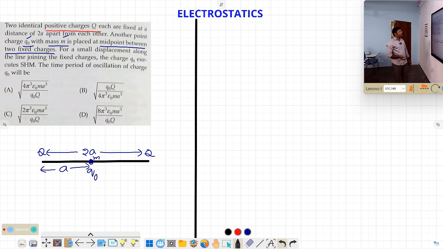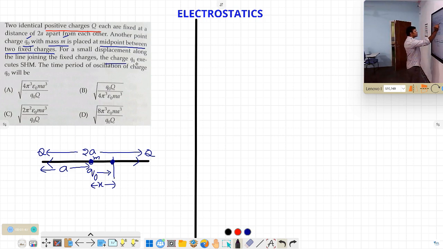Now, for a small displacement along the line joining the fixed charges, there is a force of repulsion between the charges along this line. So we are displacing Q naught by a small distance x, changing its position from here to here. The distance of displacement, take it as x. That is the concept given.